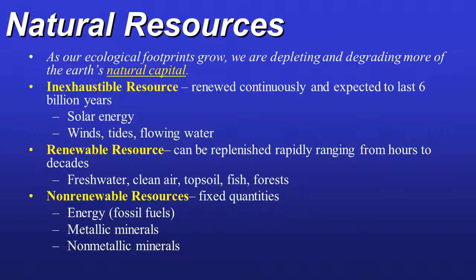Your textbook calls out 3 different types of natural resource categories. The first is inexhaustible resources, which are considered to be renewed continuously, and examples of that are solar energy, wind, tide, and flowing water. Renewable resources are ones that can be replenished rapidly, ranging from hours to decades, and the items that fall in this category include fresh water, clean air, topsoil, fish, and forest as examples.